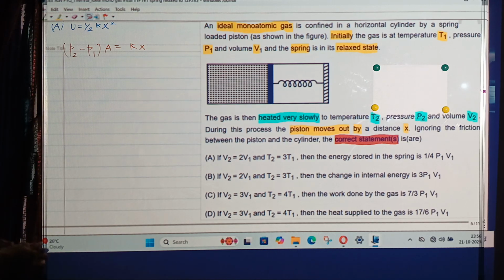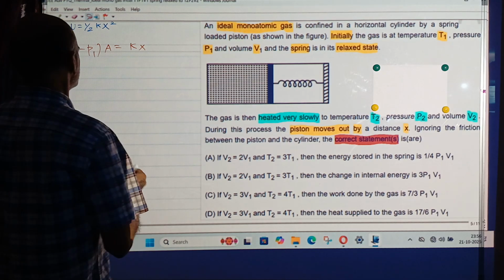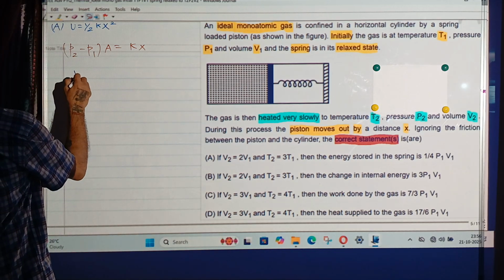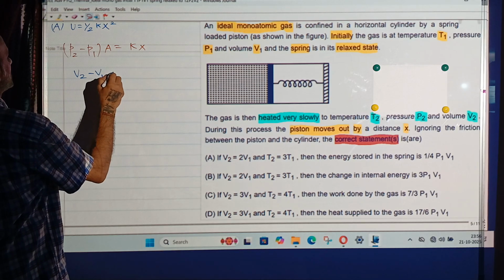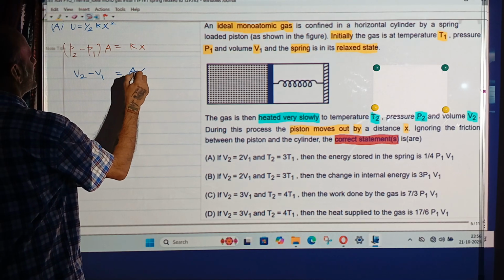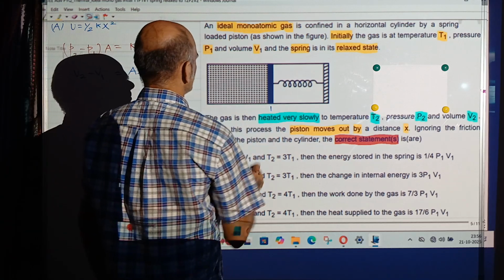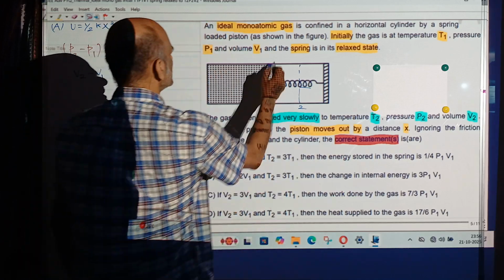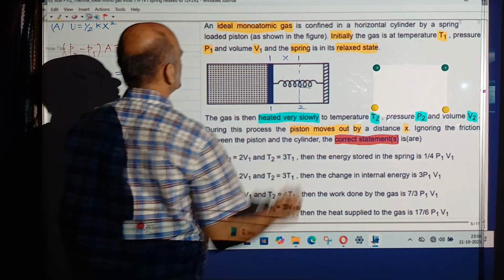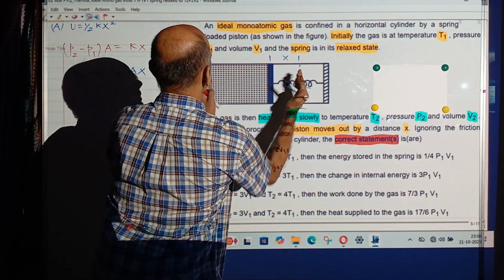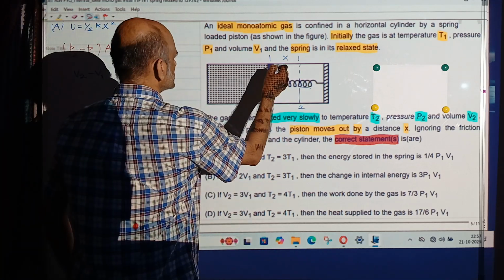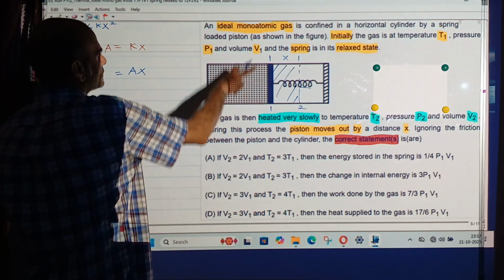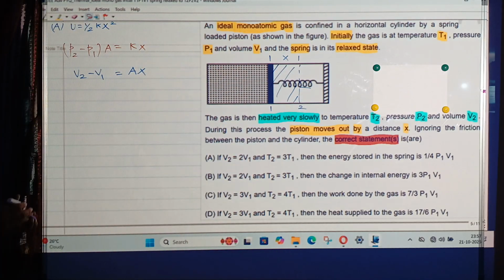This is one equation. Second one, the increase in the volume between the two states, V2 minus V1, will be equal to A into X. Initially the piston is here, say state 1, and in state 2 the piston will move here, and this movement is X. This volume is V1 and the volume from here to here is V2. So V2 minus V1 is the increase in volume, which is this movement X into the area of the piston. So this is the second equation we have.